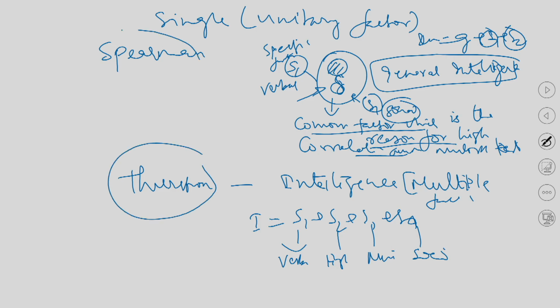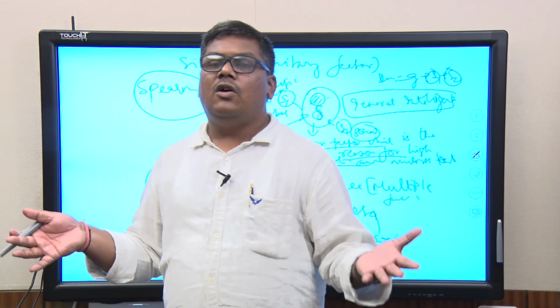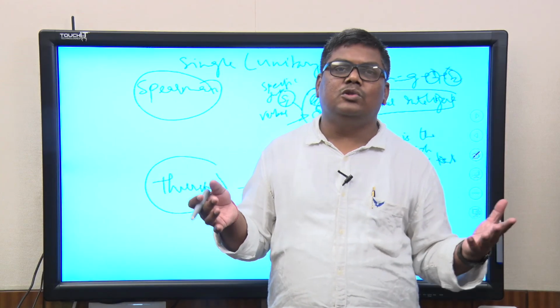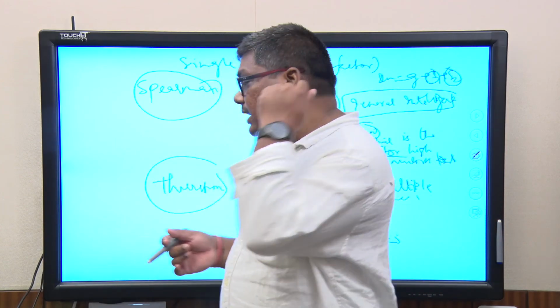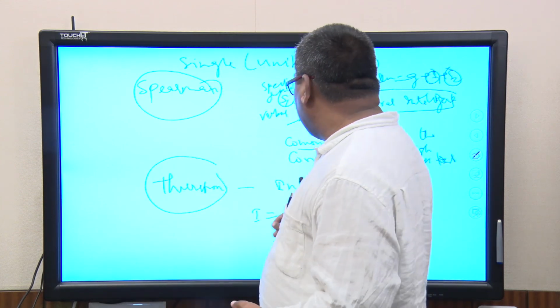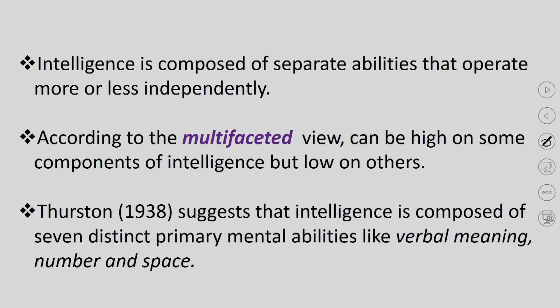So, Thurston's idea and Spearman's idea. Spearman believes that there is one intelligence factor which is called G, and based on that people can be compared, and this G factor is what is responsible for your intelligence, and there might be some other specific factors S1, S2 which lead to intelligence. On the other hand, there is someone called Thurston who believes that no, it is not true. What happens is that there are multiple factors, and these multiple factors actually lead to the idea of intelligence. So, intelligence is composed of separate abilities that operate more or less independently, and that is Thurston's view.